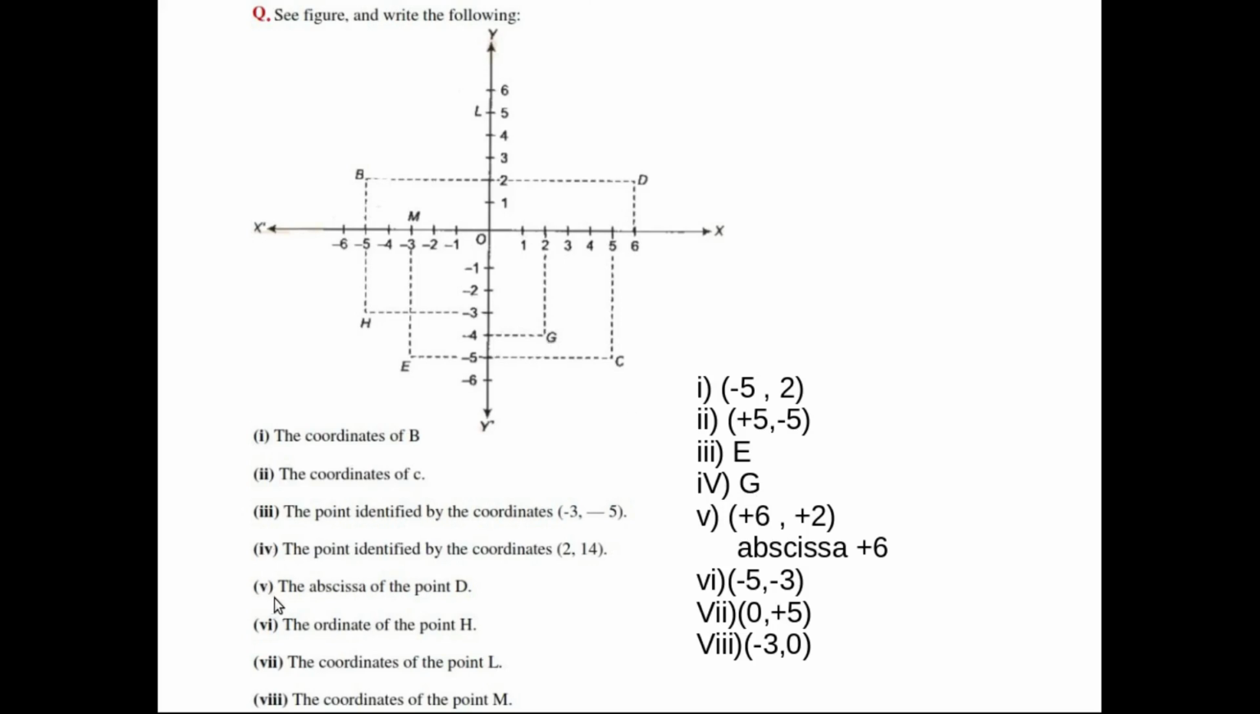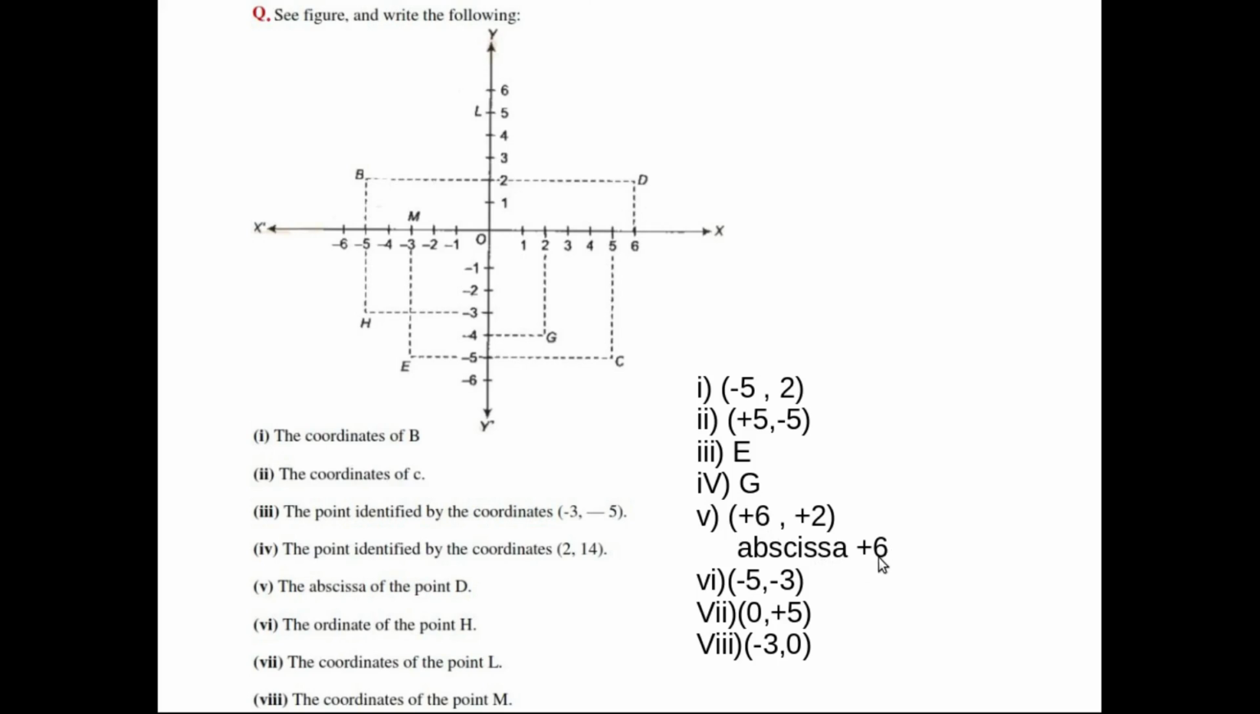Next one, the abscissa of the point D. Where is the point D? See here. What is the meaning of abscissa? So what are the coordinates of this point D? 6 and +2, because 6 and then 2. Abscissa means x coordinate. So abscissa is +6.